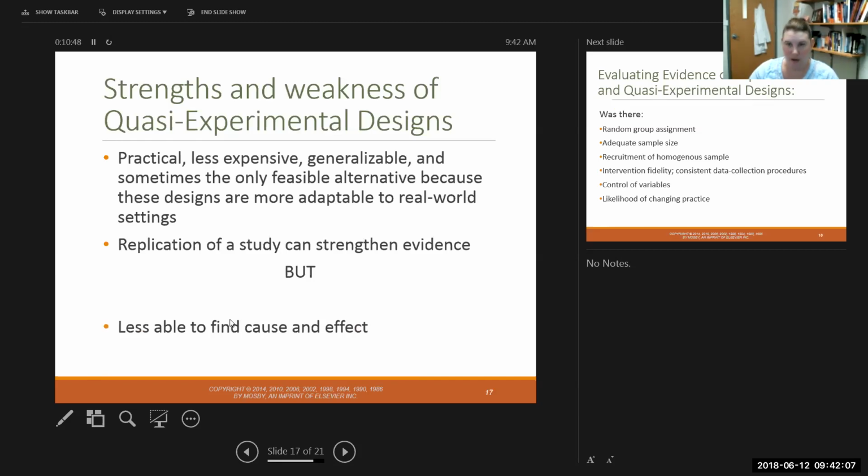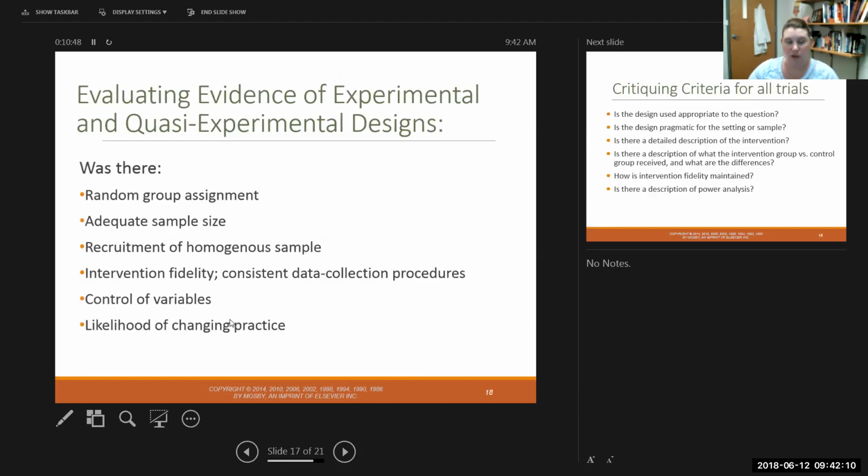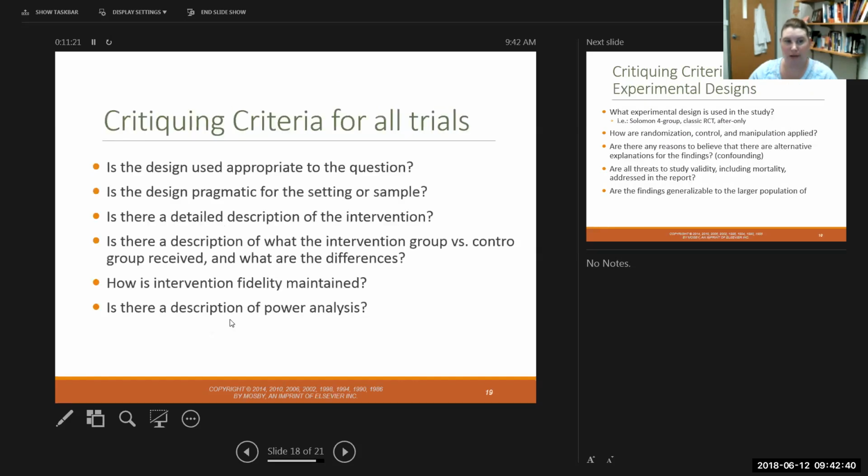Let's look at how we go about evaluating experimental and quasi-experimental designs. Again, if you're reading an article, you want to be able to kind of think of evaluating that. So here's some of the questions that you might think to ask yourself. Was there random group assignment? Was there an adequate sample size? Did they kind of start with a homogeneous sample? How pure was their data collection methods? Did they control for their variables? And do you feel like the evidence is likely to change your practice?